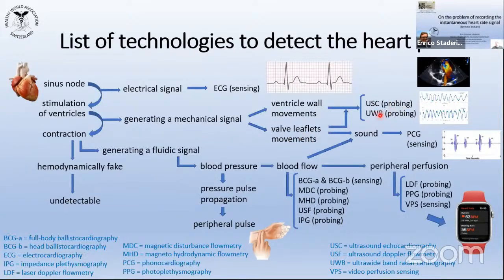And we can probe this using ultrasound, ultra wideband radar, or sound, so we will have phonocardiography. I said this is a sensing modality. Or we will try to use the variation in blood pressure, so we will have the blood pressure propagation until the peripheral pulse, and we will detect the peripheral pulse at the end. Or we will have the blood flow, and blood flow can be detected using a series of different technologies, and eventually we will have the peripheral perfusion, and we will have some laser photoplethysmography or video processing, a video perfusion system.